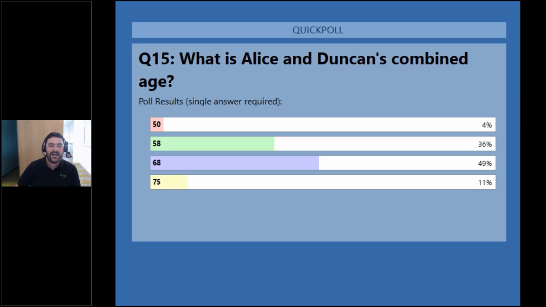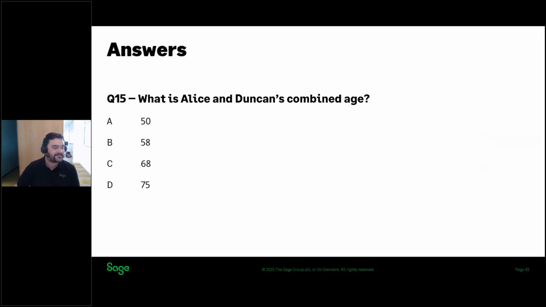Let's have a look at who got that answer right. The correct answer is 68. So big thank you to those that went with answers A or B. We're not going to tell you the split. I'll leave you to figure that one out. But that is our combined age.